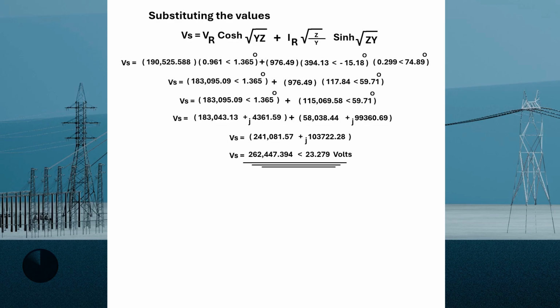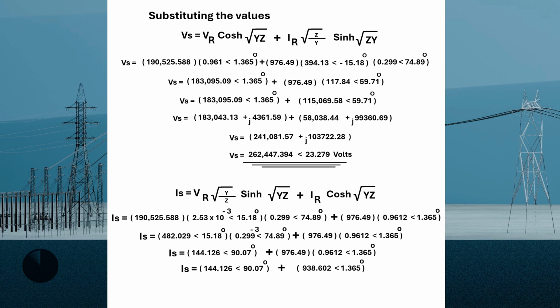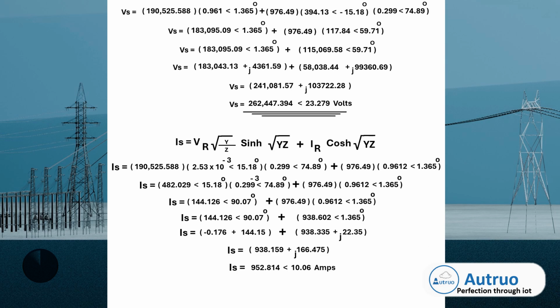Also, the sending end current IS can also be calculated out too, so when we slot our values in, we will have these here. Again, we can multiply the like terms at both ends here, which will result in these here. Again here too. In order to add both ends here, we will need to convert both ends from polar form to rectangular form. When converted here, we will have this here, which is 938.335 plus j 22.35, and when converted from rectangular form to polar form here, our sending end current will be 952.814 amperes at an angle of 10.06 degrees.